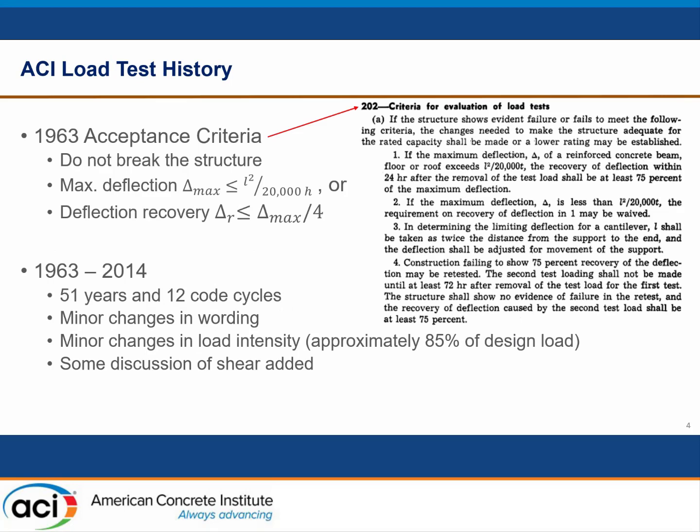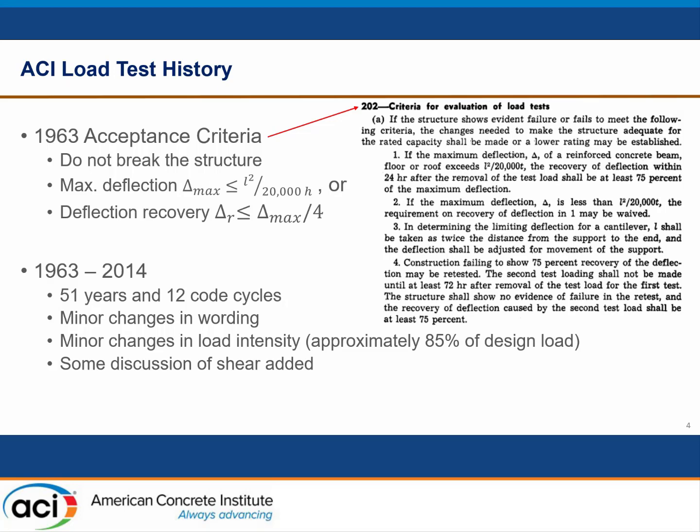Shown in the actual text, in the small text, those are the actual requirements from the 1963 acceptance criteria. If you read through them, they're exactly the same as ACI 318-14. They're exactly the same acceptance criteria. So they're basically unchanged in the last 50 years. That's 12 code cycles. There's some minor changes in the wording. The test load magnitude changed a little bit. It's typically about 85% of the design load.